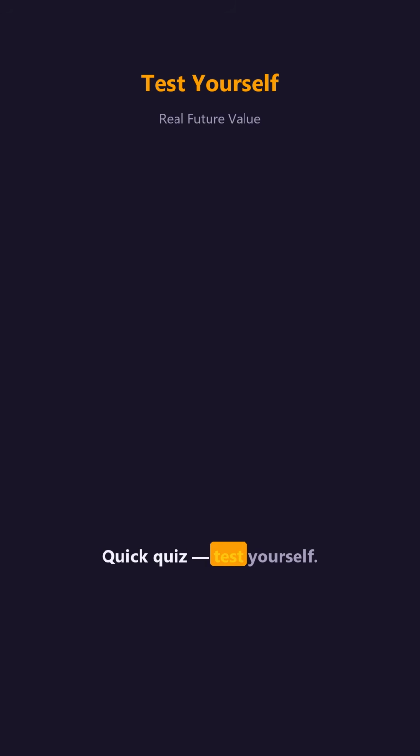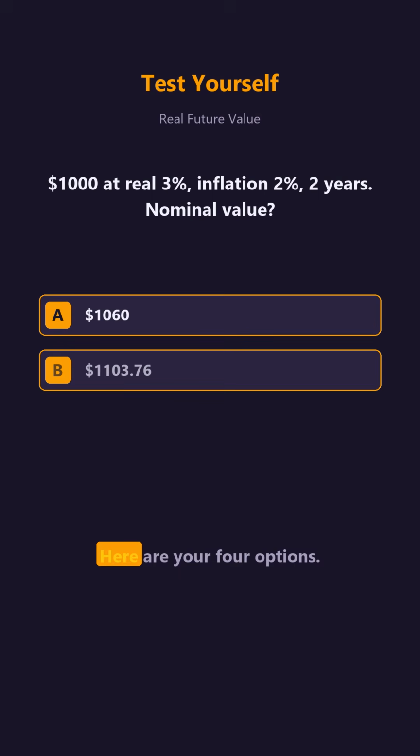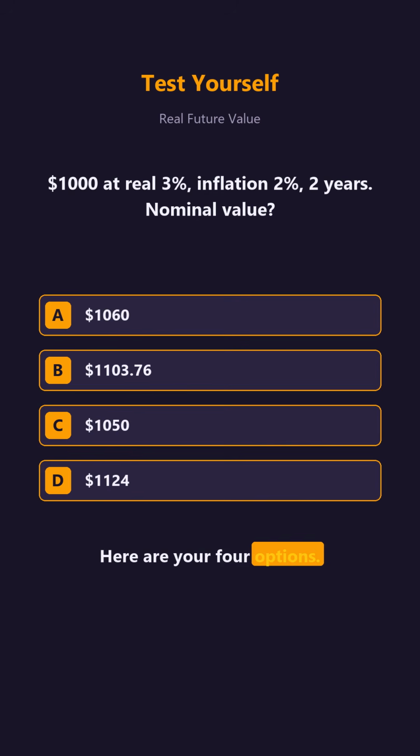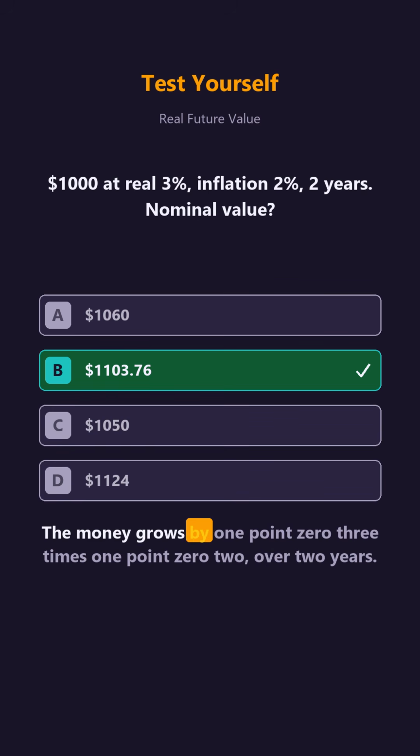Quick quiz, test yourself. You invest $1,000 at a real rate of 3% with inflation of 2% for 2 years, so what is the nominal value? Here are your 4 options. Pause the video and solve it now. The correct answer is B, $1,103.76. The money grows by 1.03 times 1.02 over 2 years.